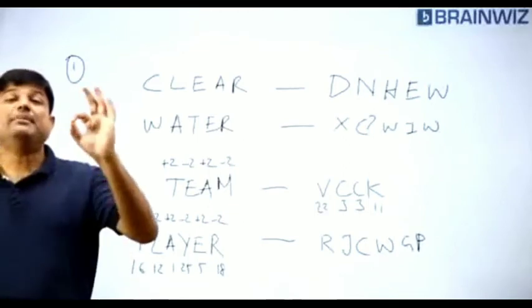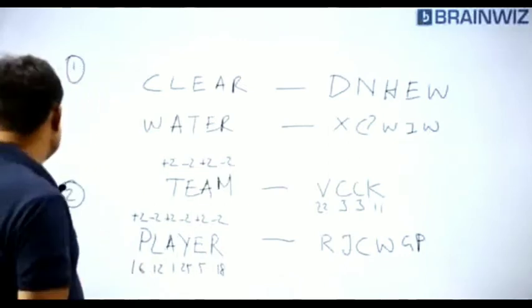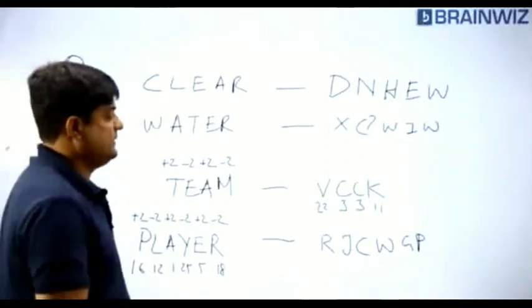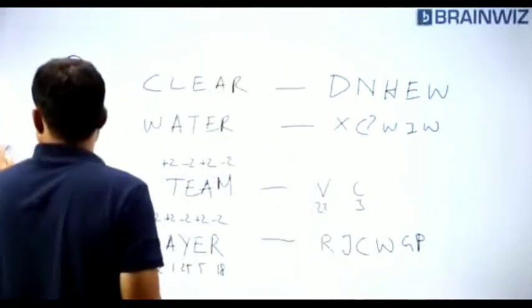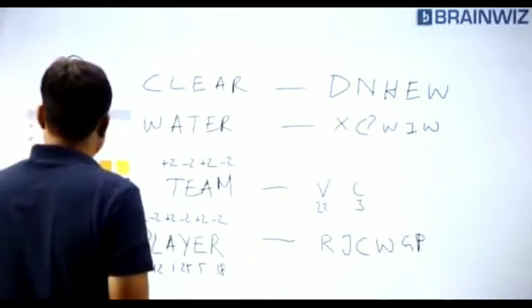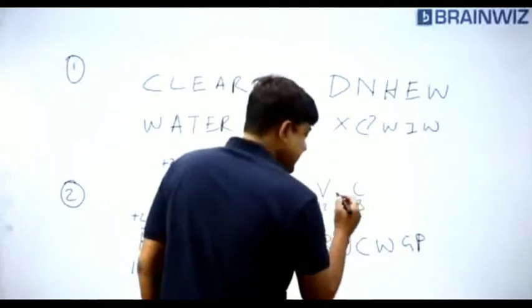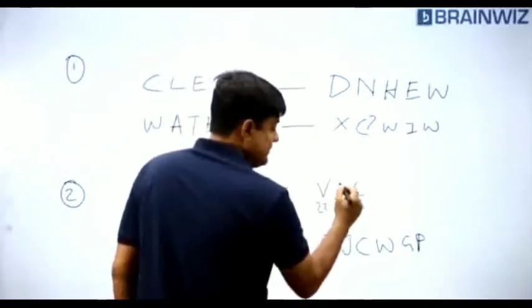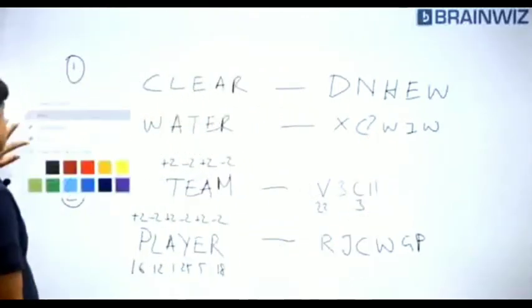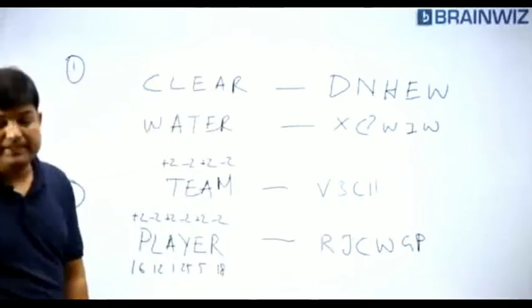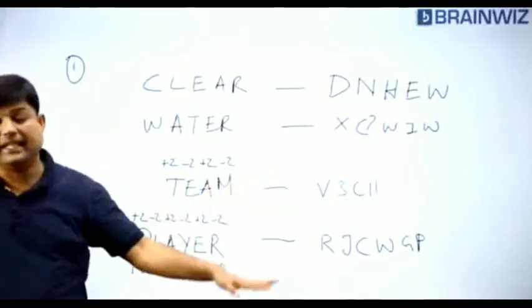Everybody, listen very carefully. Sometimes the question is not given like this. Sometimes the question is given like this. How? Listen now. It's not given as letters only, like V, C, 3, 11. The question is like this: V, C, 3, 11. Understood what the question is? In a sorting coding language, TEAM is coded V, C, 3, 11.